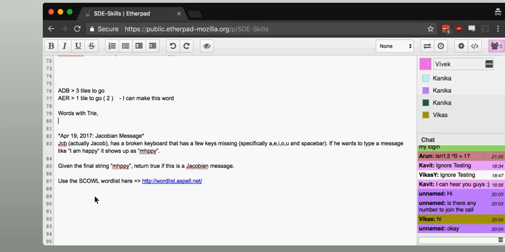So Jacobian message is actually JCB is Jacob. Unfortunately, his A and O don't work because none of the vowels are working. So whenever he wants to type a message, if he wants to type "I am happy," it ends up coming out as MHPPY because no I, no A. And no space. Now your goal is that if I give you any string, you need to tell me if Jacob could have possibly typed that message. If you find a vowel, then Jacob could not have typed that message. If you find a space, then Jacob could not have typed the message. So that's okay. The bigger deal here is that you need to make sure that every word is a legal word.